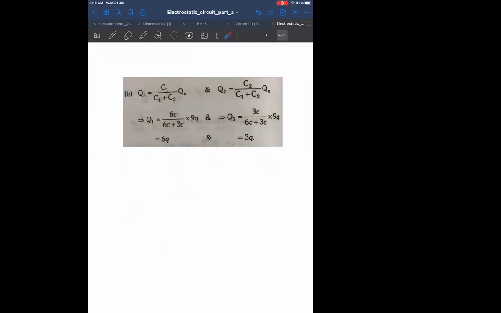See here. Here it will be 6 divided by 6 plus 3. Now remember, this will remain constant in both, total into the total charge. Correct? So in the 6 capacitor, it will be 6 divided by 9 into 9. And in this case, it will be 3 divided by 9 into 9. So left with 3 and 6. That is 6 and 3. Check whether you're getting it.